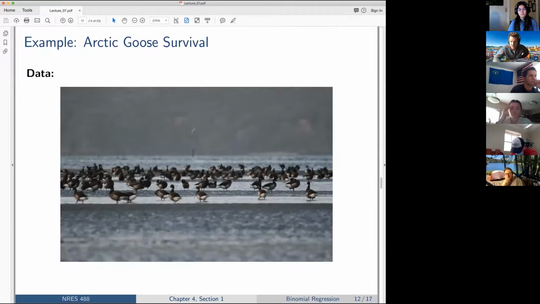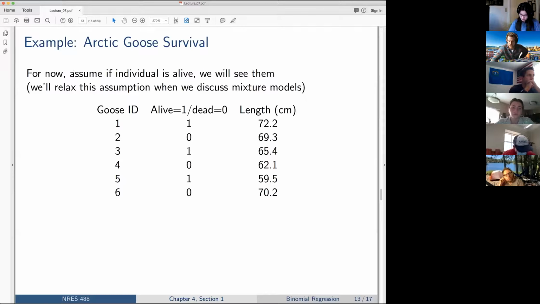So for now, we assume that if an individual is alive, we will see them with probability 1. And we're going to relax this assumption later when we talk about mixture models. So we have a goose ID, and then we have whether or not they were alive or dead.